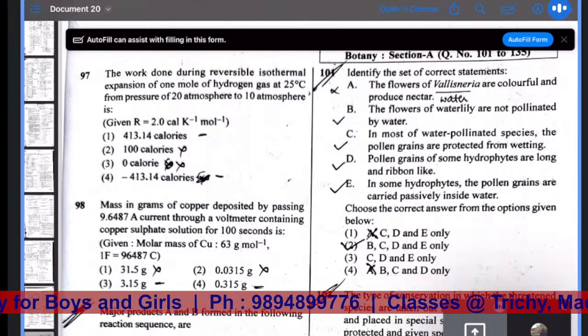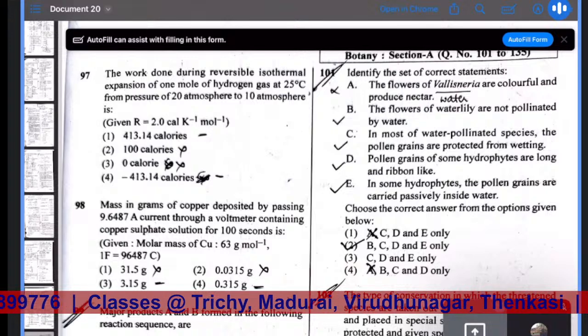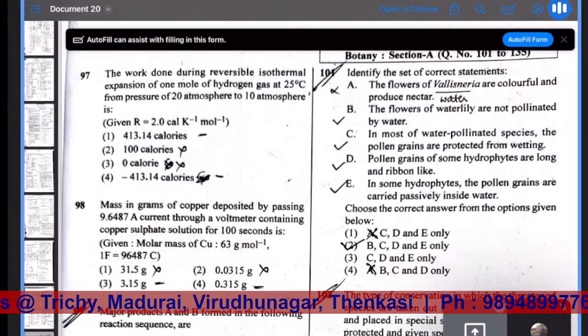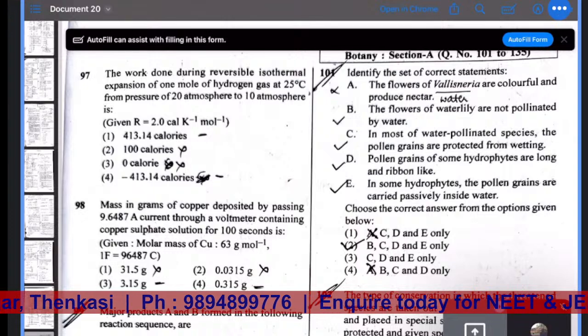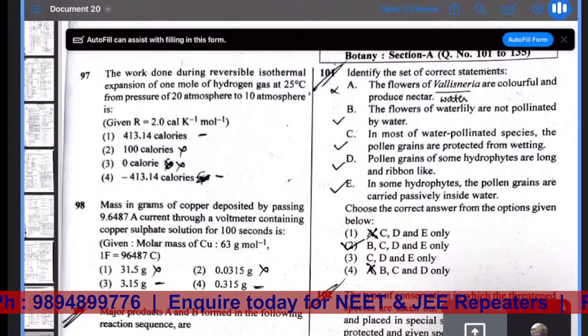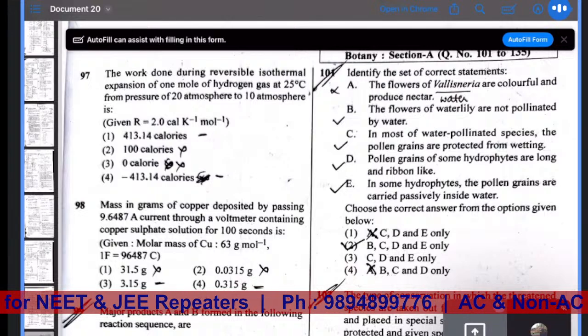Of course, because lily flowers are bright and attractive, they will be pollinated by insects. So statement B is correct. C statement, in most water-pollinated species, the pollen grains are protected from wetting. Yes. So when pollen is released in water, to prevent wetting, they will have that mucilaginous coating, right? So statement C is also correct.